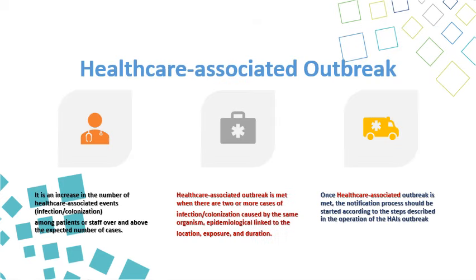Healthcare-associated outbreak. The national definition of healthcare-associated outbreak means an increase in the number of healthcare-associated events, infections, or colonizations among patients or staff over and above the expected number of cases. In addition, a healthcare-associated outbreak is met when there are two or more cases of infection or colonization by the same organism and the same epidemiological link to the location, exposure, and duration. So, once a healthcare-associated outbreak is met, the notification process should be started according to the steps described in the operation of hospital-acquired infection outbreaks.